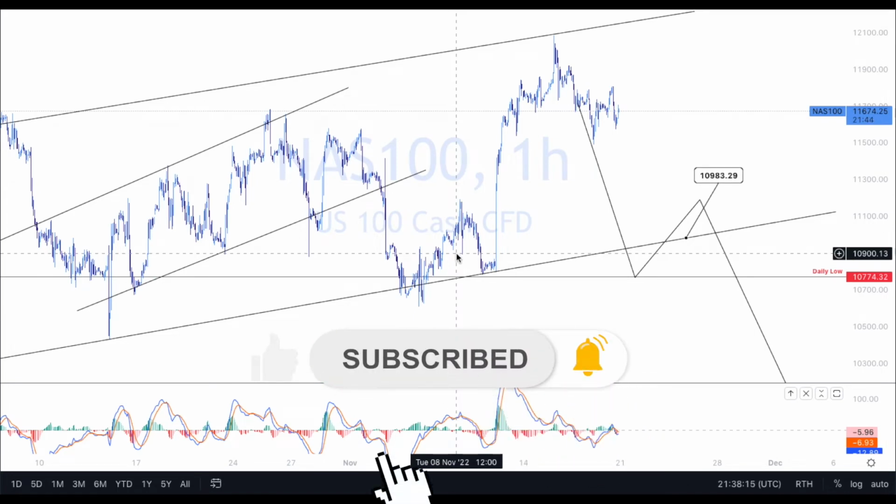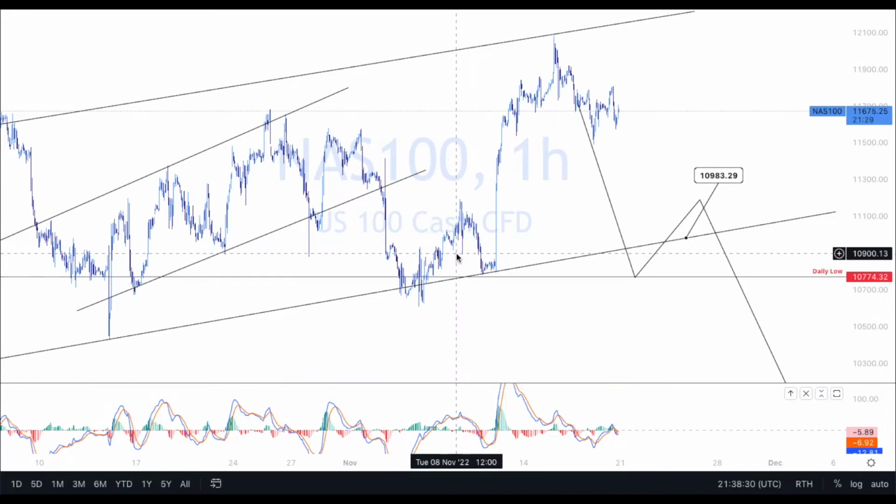Welcome back to another episode of NAS100 analysis. Today we're going to be picking up from where we left off in regards to the trades that I've placed, and also where I think market is going to go, and I still think market is going to go to that particular location. We're just going to pick up from where we left off.